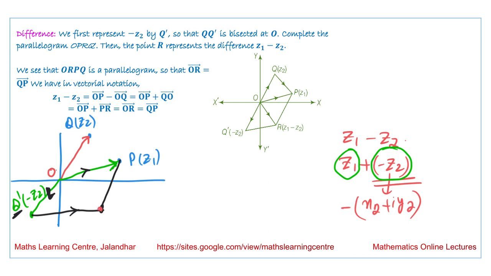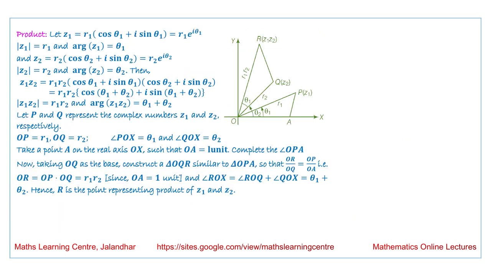If we name this point as R, this is the vector OR. So this is representing the point z1 plus minus z2. That is, this point is representing z1 minus z2. So this is how we can represent the point z1 minus z2 in the vector form. That is, this is the geometrical representation of the difference of two complex numbers.